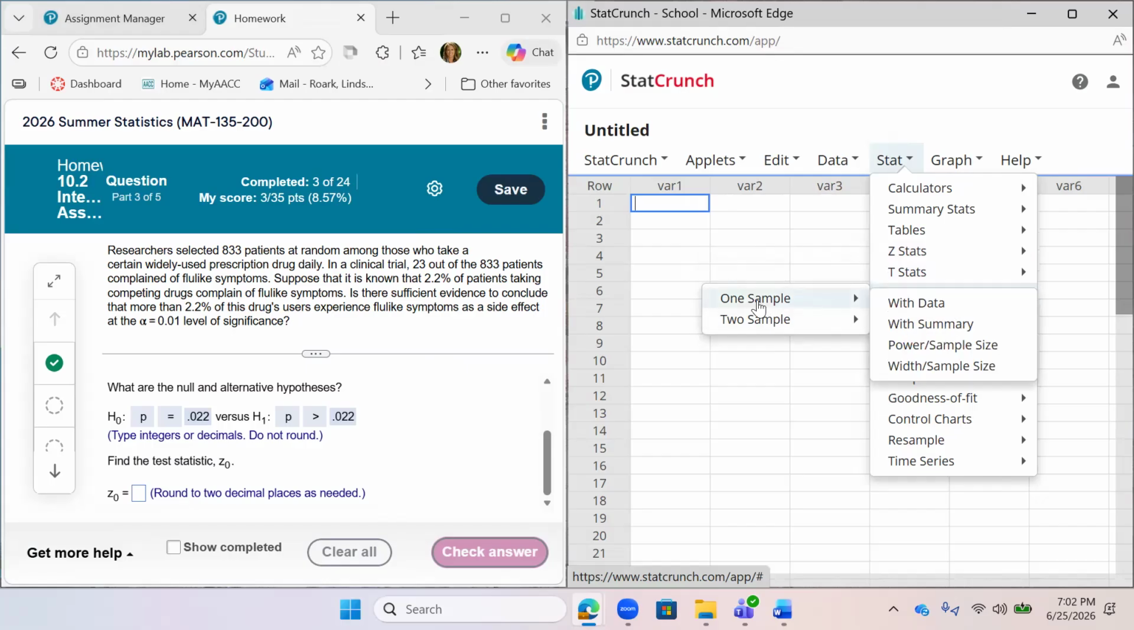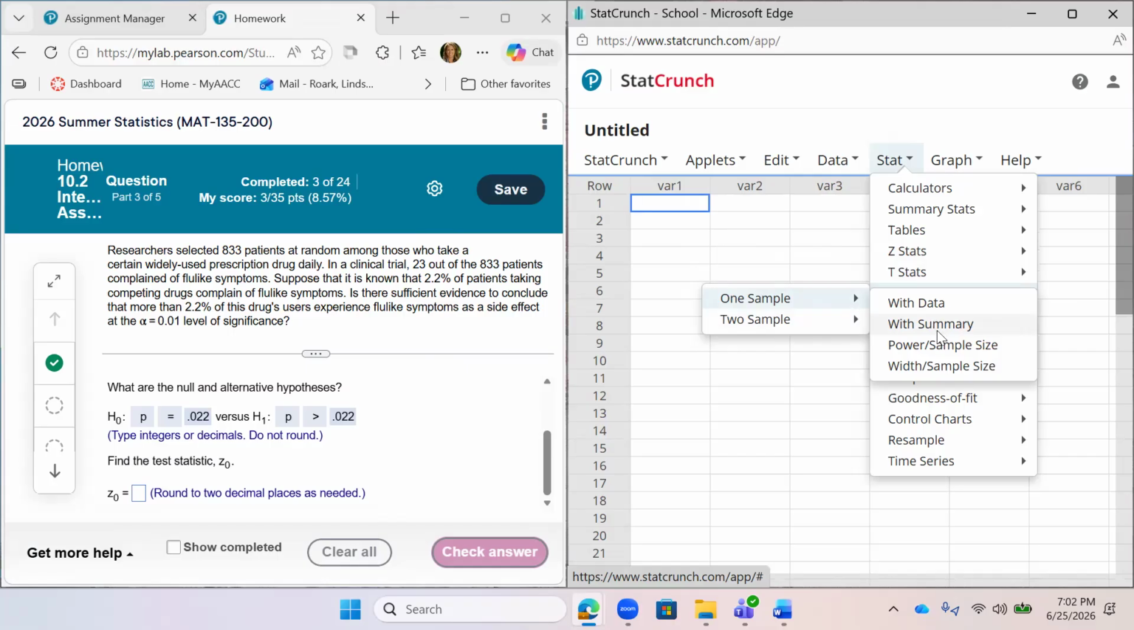But okay, so we have proportion stats, and then this is also still one sample with summary. If it was with data, it would be a list of 833 patients, like flu symptoms, no flu symptoms, no flu symptoms, flu symptoms, for 833 pieces of data. We don't have that. So we're going to go Proportion Stats, One Sample, With Summary. When we come back in chapter 11, the good news is everything kind of repeats itself, but we will have two samples. So we'll be comparing two different populations, and that's when you'll do Proportion Stats, Two Samples.